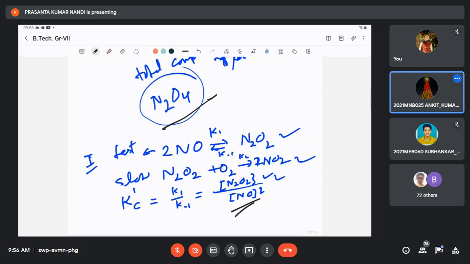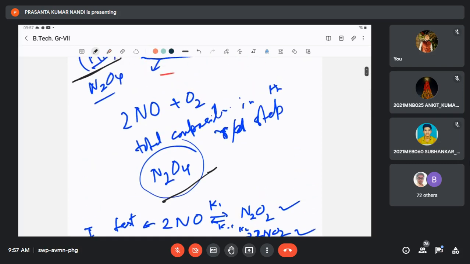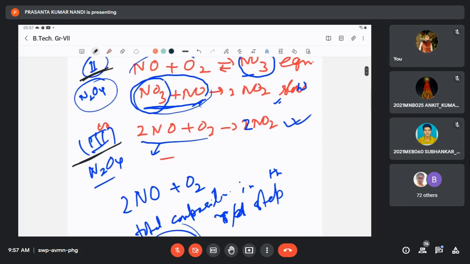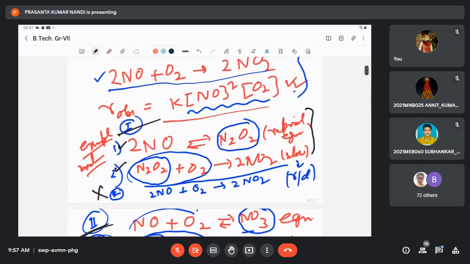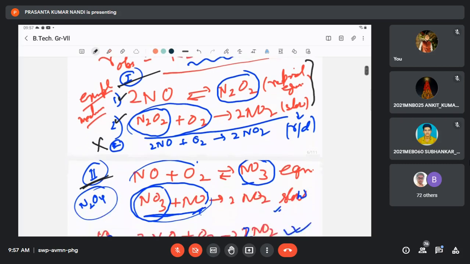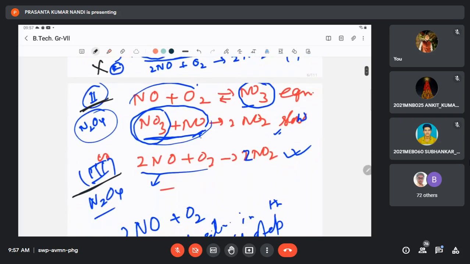Okay. So this is the rate determining step approximation that I have shown for case 1. For the remaining ones, you try yourself and deduce the observed rate law, that is k NO squared O2. I think you will get the same observed rate expression whether you follow the reaction mechanism as shown in case 1 or case 2 or case 3. Okay, that's all.